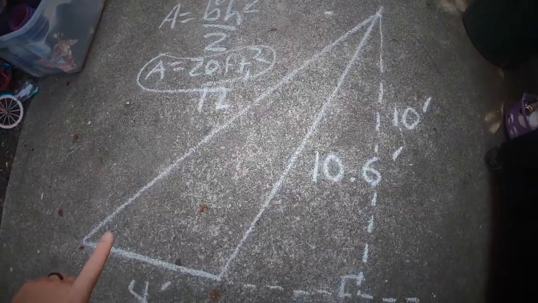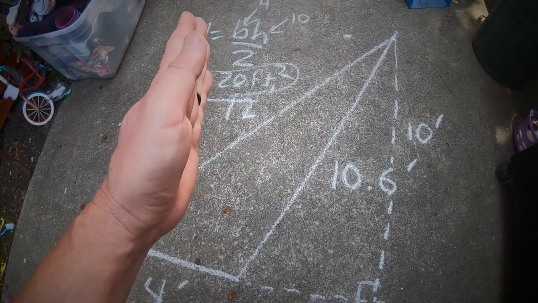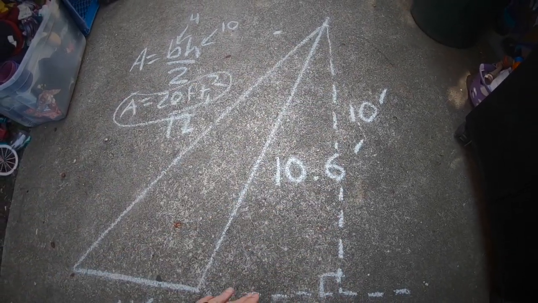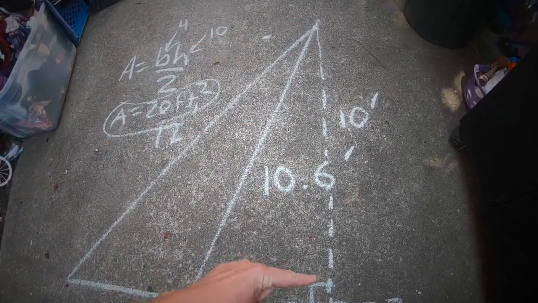Once again, we had the triangle. I knew what the base was, but these two were not perpendicular. So we created a new perpendicular line, found the measure of that, and that's the actual height. That's how tall, or the altitude of the triangle, right there.